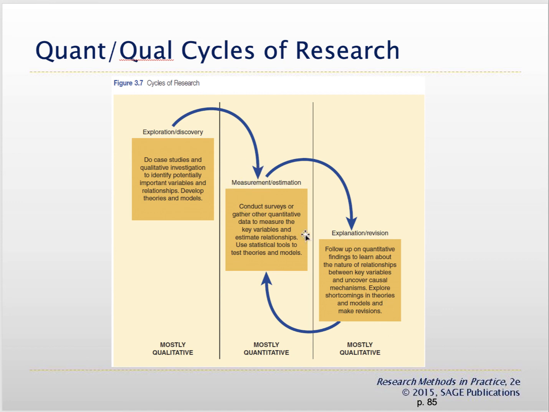They then analyze that data and they get explanation. They revise their theories and so on, uncover causal mechanisms. They use that to gather new data, measure new variables, or do new analyses of existing data. Based on that, they get more explanation. So they go round and round like that.